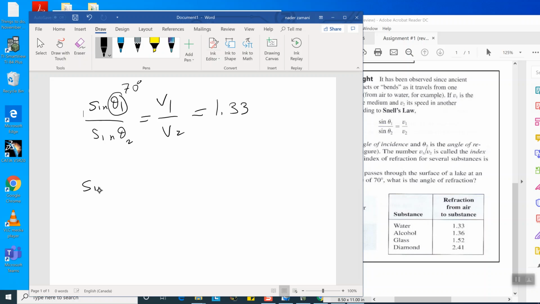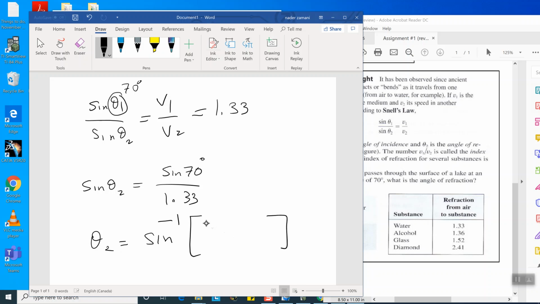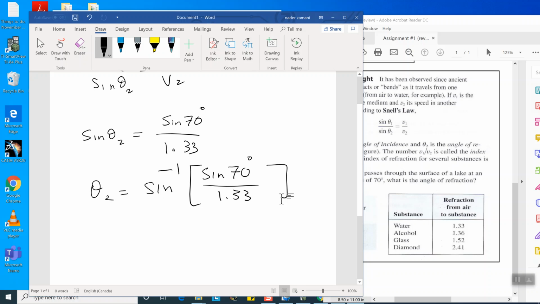Okay, so we have sine of theta 2 equal to sine of 70 degrees divided by 1.33, or theta 2 equal to sine inverse of this thing. You can put these things separately in your calculator, or you can do it all at once. One thing is for sure, the angle that I get out of this better be less than 70 degrees. If I get anything bigger than 70 degrees, obviously I made an error somewhere, or this data may not be right. Okay, so let's go ahead to our calculator.